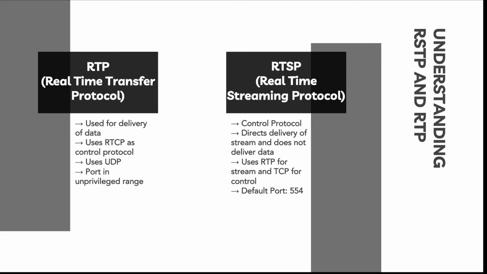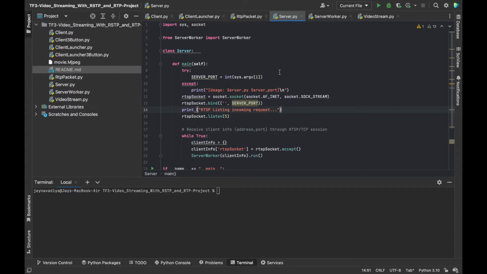Meanwhile, RTSP uses RTP for its streaming part and TCP for its controlling part. We'll have a look at the code and I'll tell you where we set this RTP and TCP part. The port of RTP is in the unprivileged range, after 1025, while RTSP has a default port number of 554. As I said, the RTSP socket uses TCP, meanwhile the RTP socket uses UDP for its data delivery and controlling part.